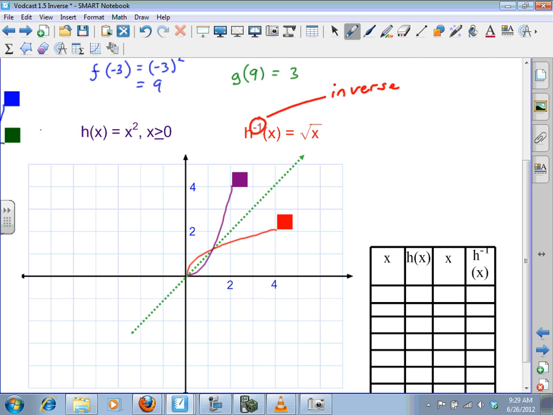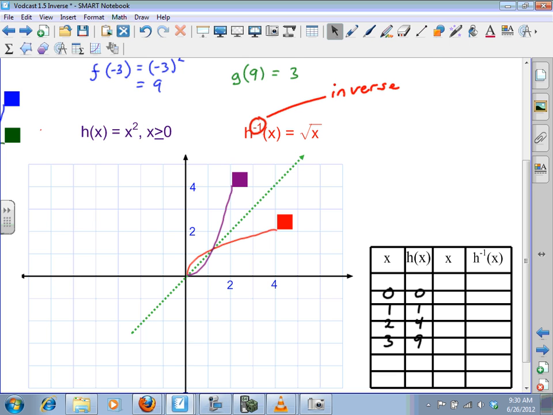Let's just take some values and plug them in for x in h of x, and I plug in 0 and I get out 0, and I plug in 1 and I get out 1, and I plug in 2 and I square that and get 4, and 3 and 9, etc. And when I do that in the inverse, this table looks ugly here.